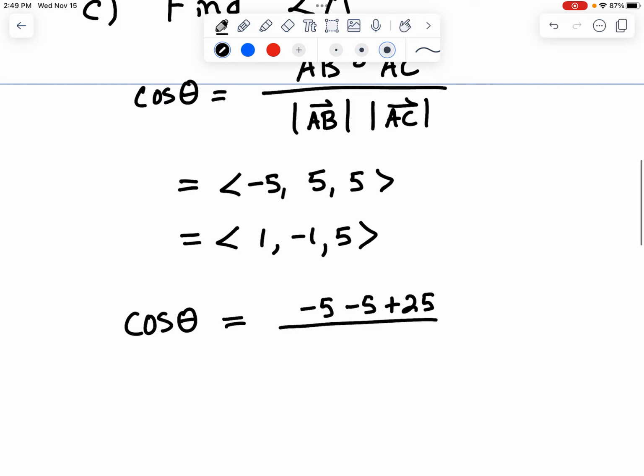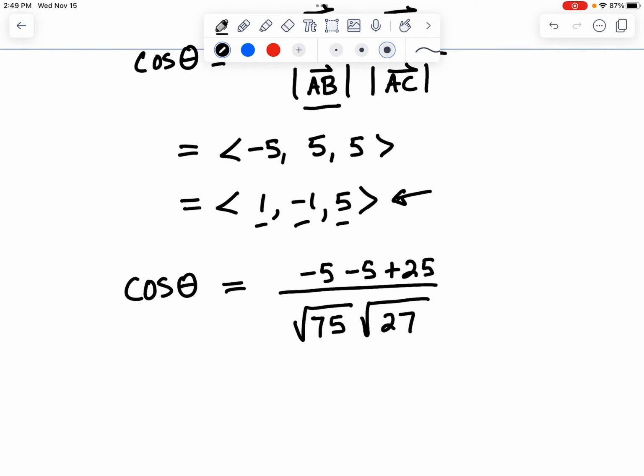And then for the length of AB, well, that's what we just did. That was the square root of 75. And I'll put the square root of 75 instead of the decimal approximation. And then for the length of the AC, so that's going to be the square root of 1 squared plus 1 squared plus 5 squared. So that's going to be 27. So let's see, on the top, that is going to be 15, and on the bottom, it's the square root, and you could just make one square root and say 75 times 27.